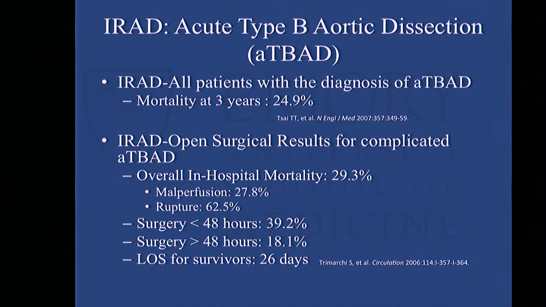A handful of my partners have done these over the years. They don't do well. Their overall in-hospital mortality, if you do open surgery for a type B, is almost 30%. And if they're ruptured, they're even worse. A malperfusion does better. The surgery, if you have to do surgery earlier, if their mortality is higher, that's just a sicker patient versus a less sick patient, and they stay in the house for a month.